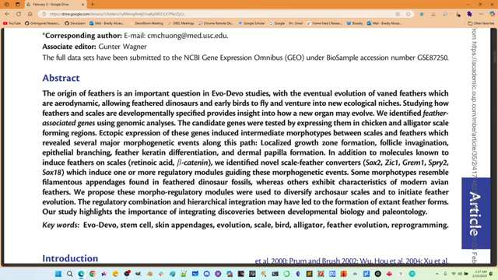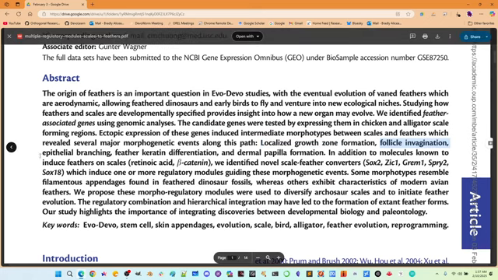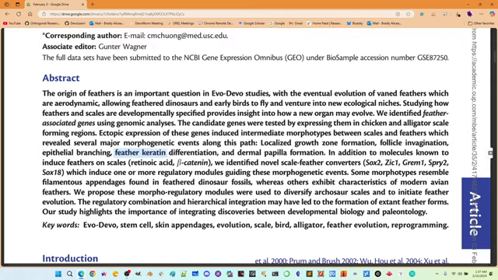So there's several major morphogenetic events that we need to figure out how this process works. So the first is localized zone growth formation. The second is follicle invagination. The third is epithelial branching. The fourth is feather keratin differentiation. And the fifth is dermal papilla formation. So we have this 5-step process. And if it's disrupted in different ways, we either get scales or feathers.